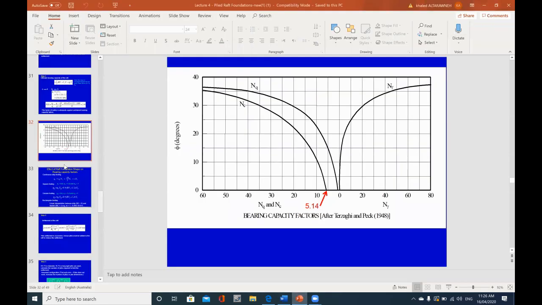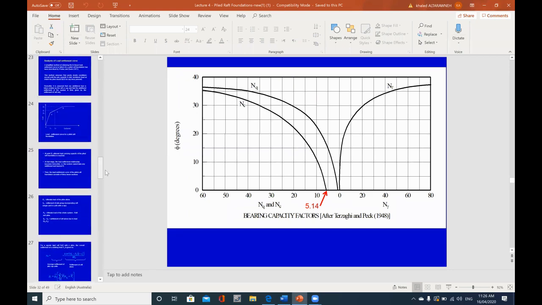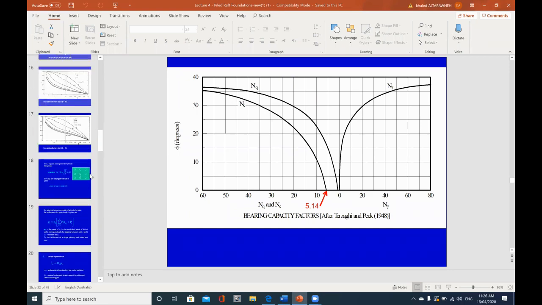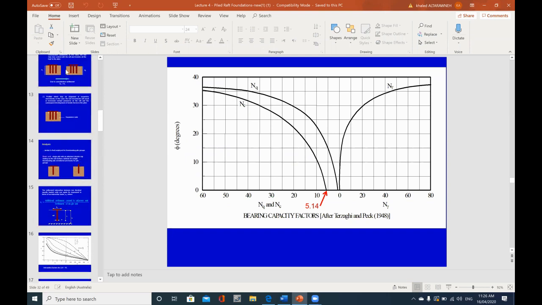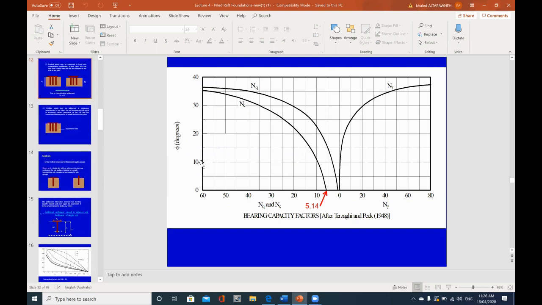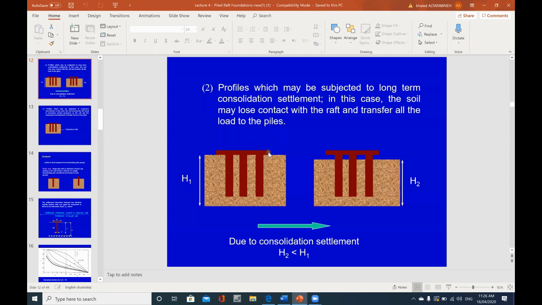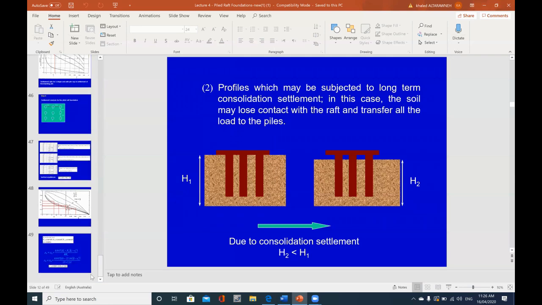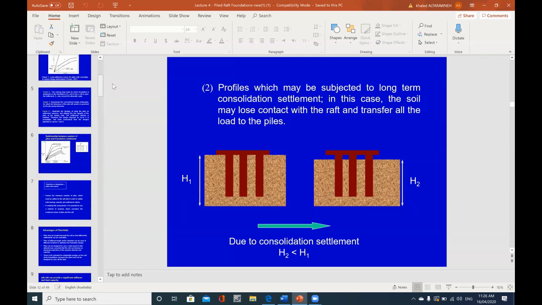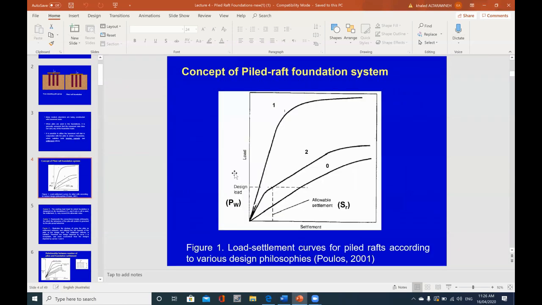And to check the settlement of the whole group, as you remember from the lecture you had with Samanthika, for the whole system there will be two parts. We have the settlement due to the pile, and we have the settlement due to the raft. So we need to calculate the settlement due to the pile group, and the settlement due to the raft, and then add these two values together to work out the solution. We can have it in this chart here. So we need to have something like this chart.